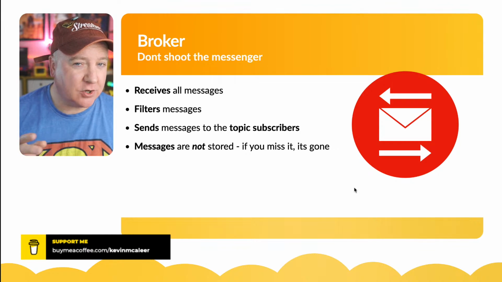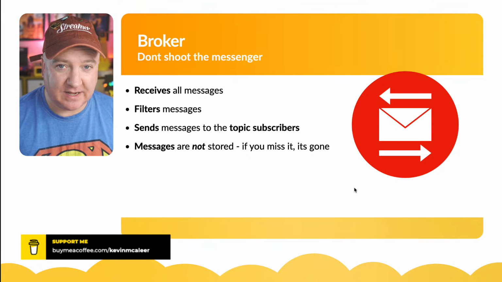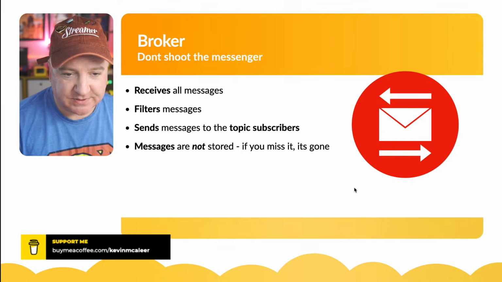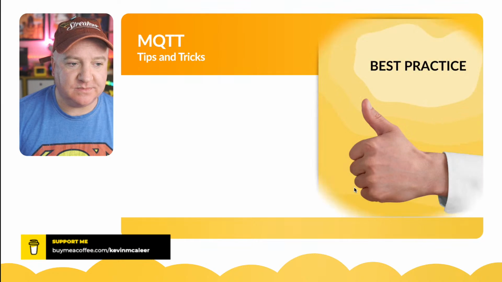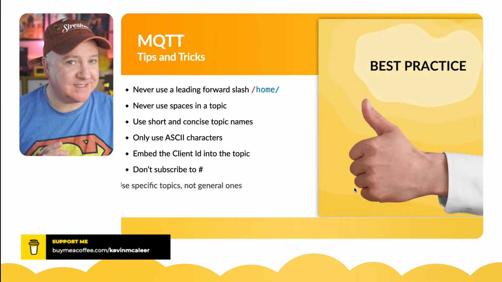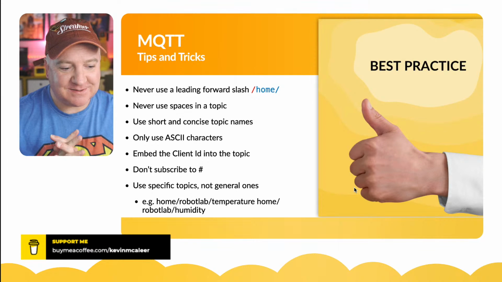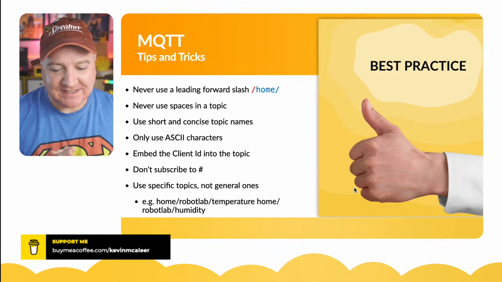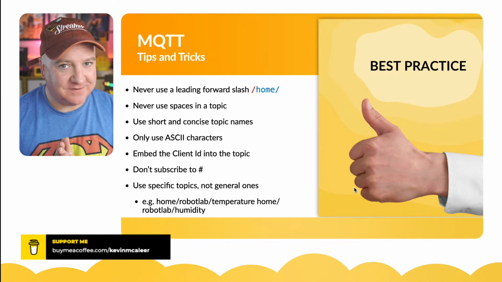So if you miss it, it's gone. Now, there is an exception to that, and we'll look at that in a minute. It's called retain, and it helps us build more robust systems. So some tips and tricks to do with MQTT. These are some things that I recently discovered, and I was like, yes, this makes a lot of sense now.